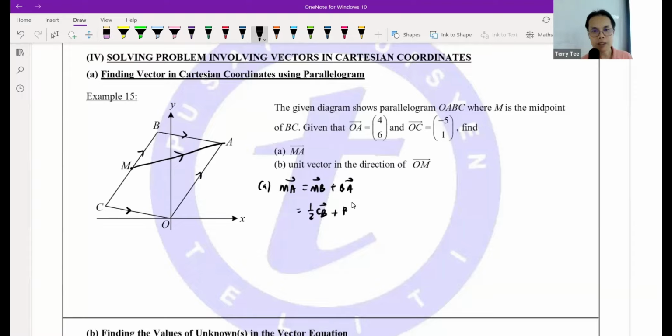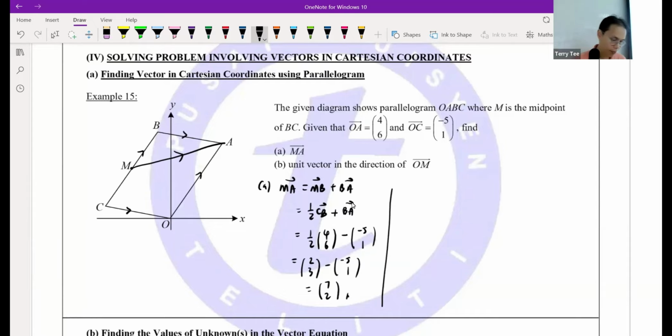Now I'll just write BA here, very slowly. Your CB is the same as OA, so I'm going to put (4, 6) inside. And your BA is negative OC, because OC is going up and CO is going down. CO is parallel to BA, they are going in the same direction. Actually, they're equal, not only parallel, they're equal vectors. So we should add this up. This is (2, 3) minus (-5, 1). The answer is (7, 2). That is MA.